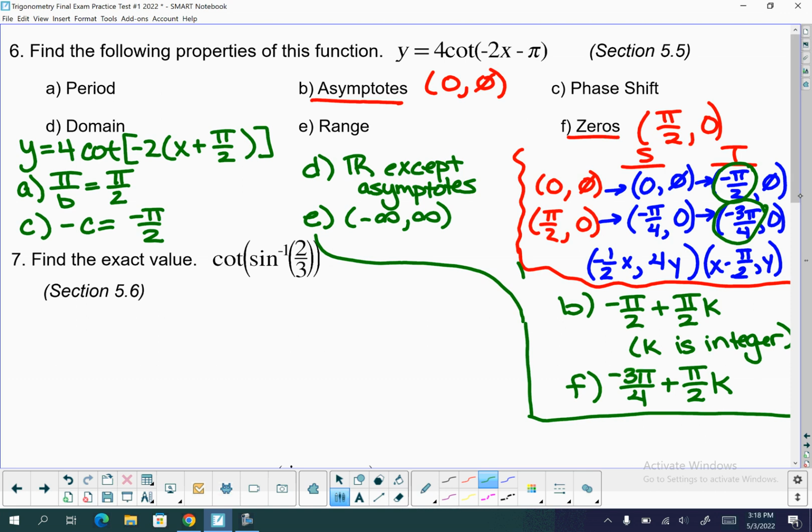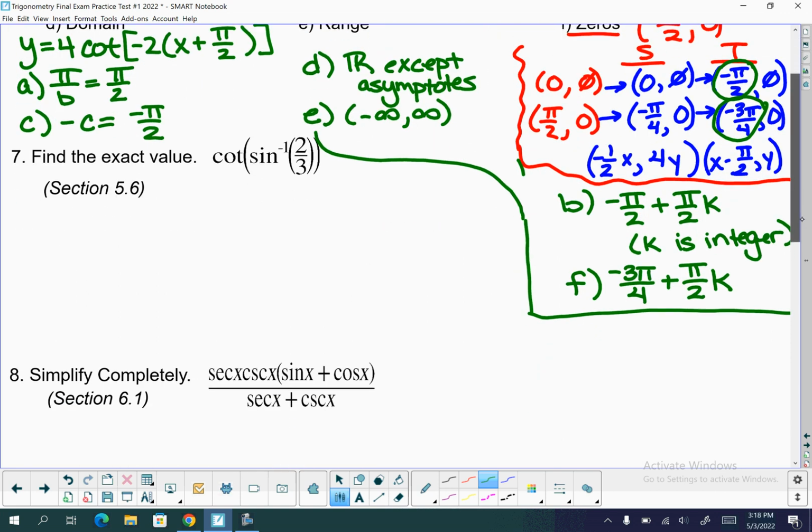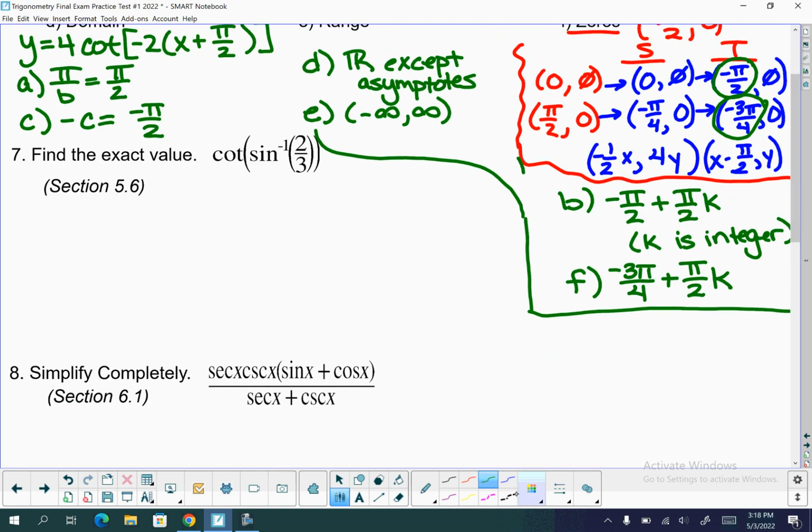Moving on to number 7, we want to find the exact value of this inverse function. Now, inverse functions, the answer to them is an angle. Let's call that angle theta. If this was on our unit circle, we could find theta fairly easily and then find the cotangent of that. 2/3, unfortunately, is not on our unit circle. So we're going to need to draw a picture.